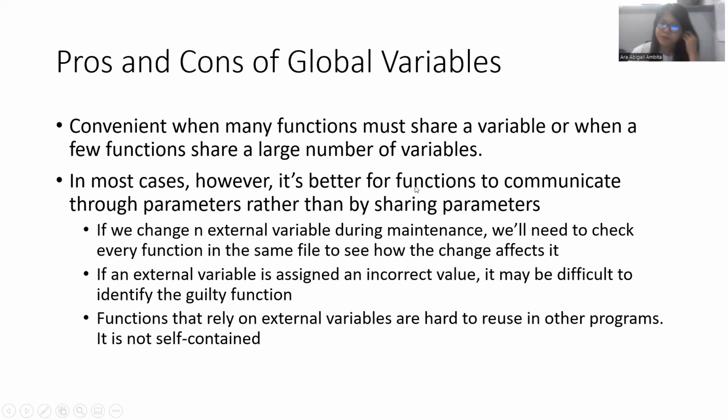Because if a certain global na variable is changed during maintenance, we'll have to check every other function in the same file to see how the change affects it. And if there's one case wherein you assign a global na variable with an incorrect na value, it may be difficult to identify the guilty na function. So where did it go wrong? So mahihirapan ka mag-debug ng code mo. And then functions that rely on global na variables are hard to reuse in other na programs.